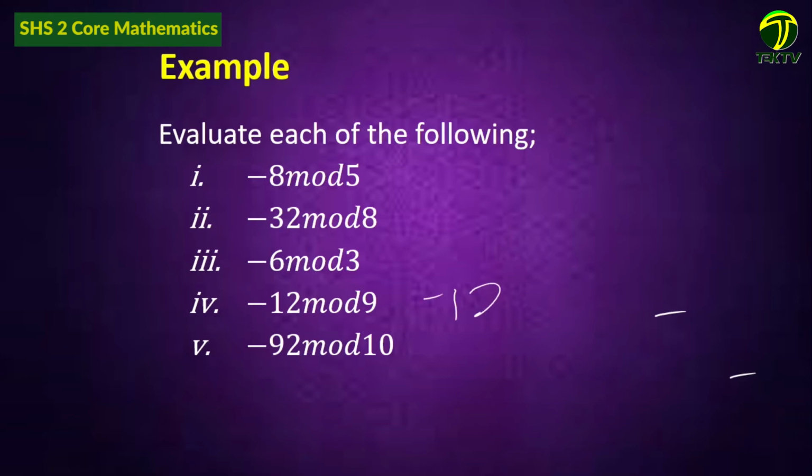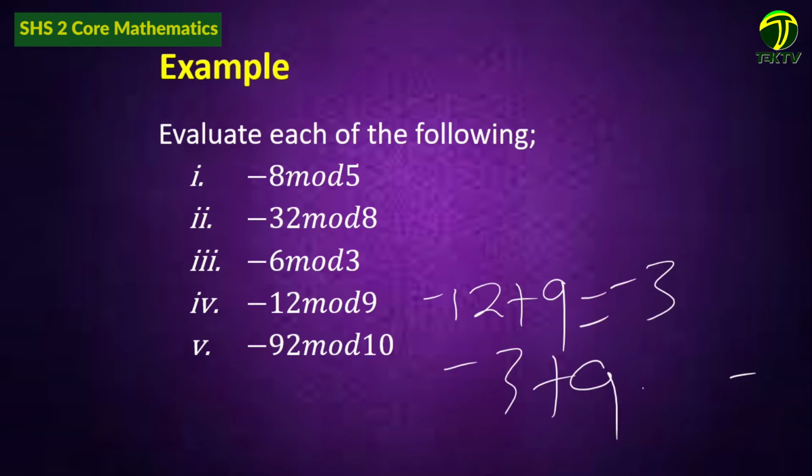Negative 12 plus 9 will give us negative 3. That negative 3 plus 9 will give us positive 6. It means negative 12 in mod 9 equals 6. Let's look at the fifth one, which is negative 92.